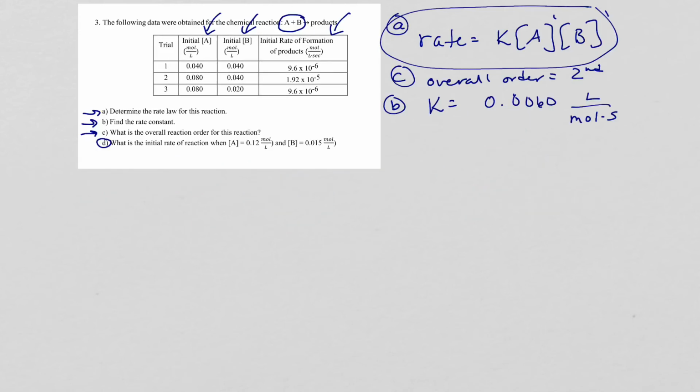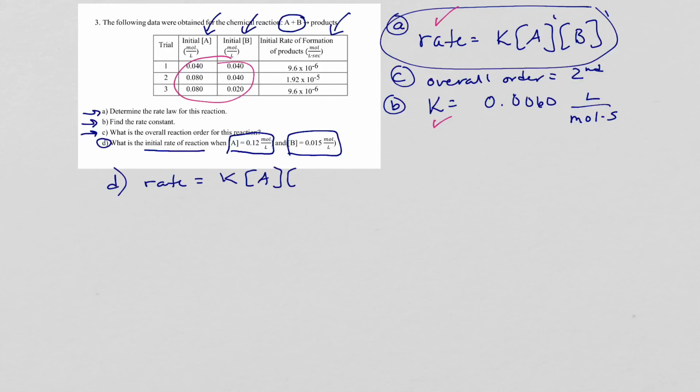Now we have the rate law expression, and we have a value for K. When you have the rate law expression figured out and the value of your rate constant, you can now figure out new rates of reaction if you have initial concentrations that are not in this original data table. So this question asks, what is the initial rate of the reaction when the concentration of A is this value and the concentration of B is this value? To figure this out, rate is equal to K times A times B.